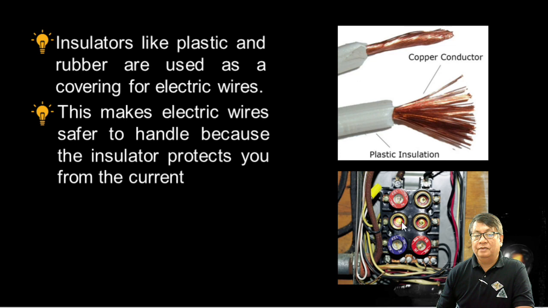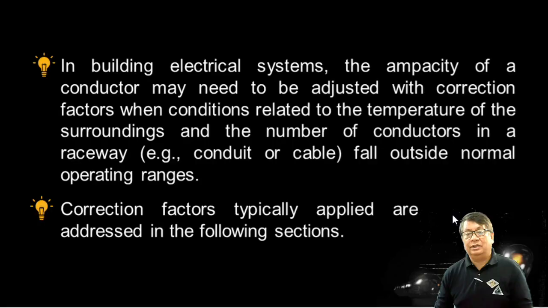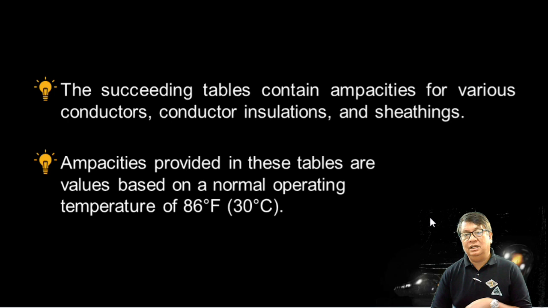So, ampacity requirements of the conductor. In a building electrical system, the capacity of the conductor may need to be adjusted with correction factors when conditions are related to the temperature of the surroundings. Correction factors are typically addressed in the following sections. The succeeding tables contain capacities for various conductor insulations and sheathings. Ampacities provided in these tables are values based on the normal operating temperature.